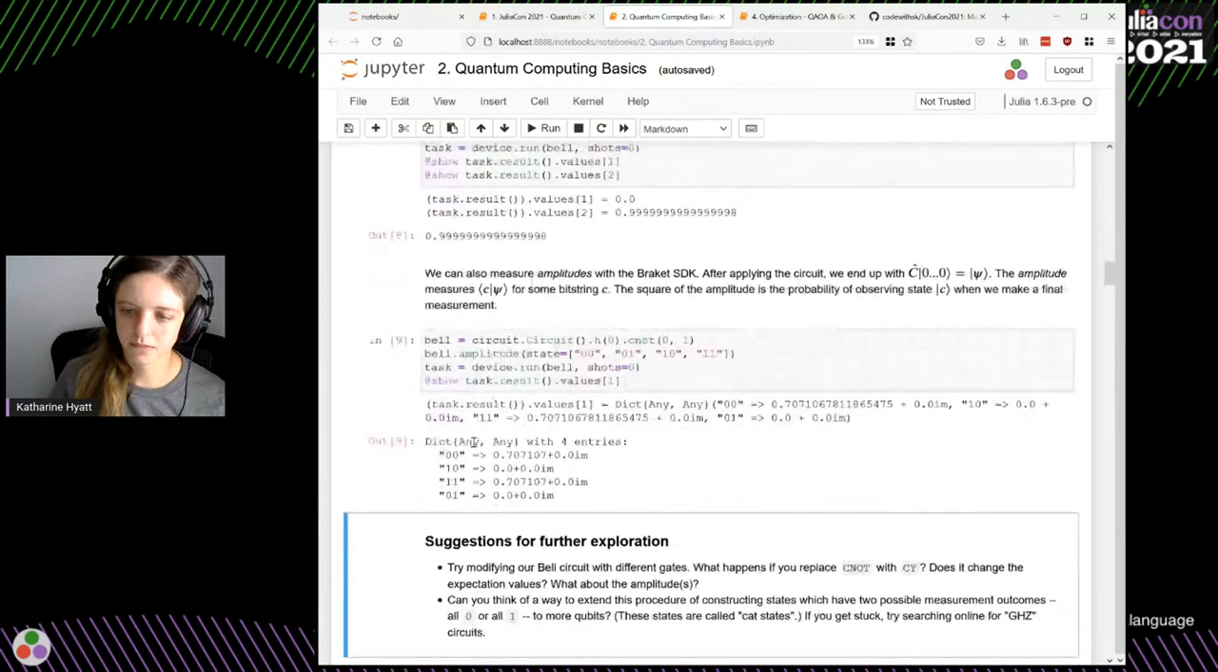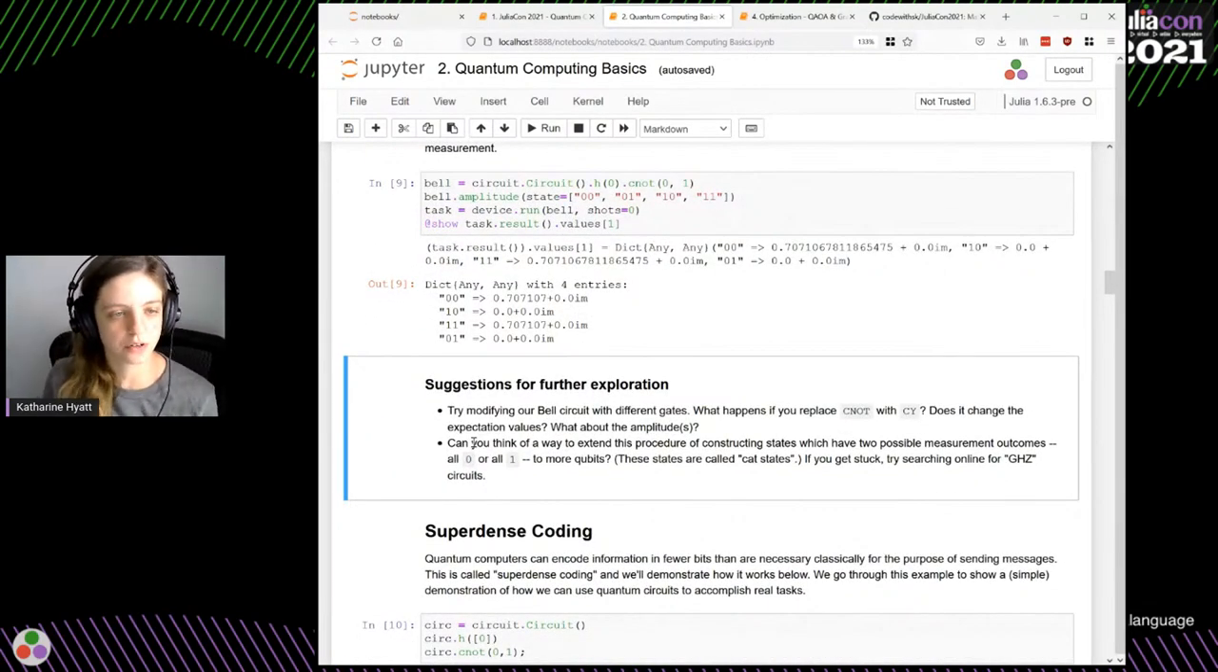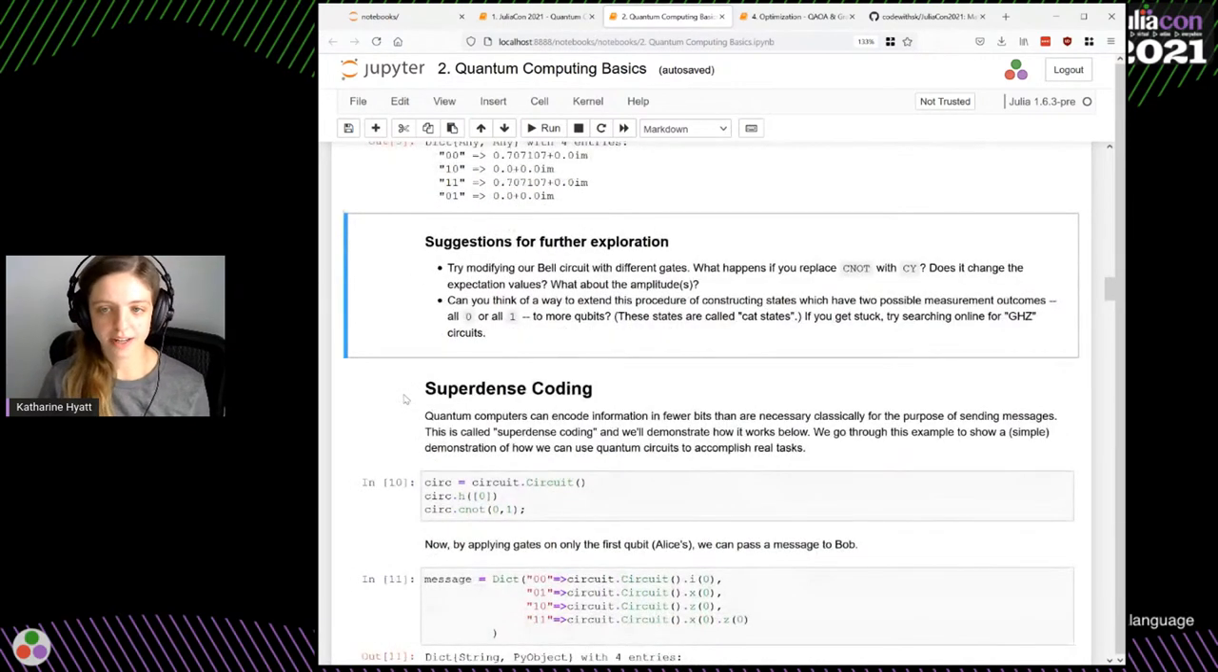Okay. And then finally, here are some suggestions for things you can explore a little bit further on your own, either after this workshop, during downtime in this workshop, if you get bored of hearing me talk, or during the hackathon. One thing you could try, for example, would be to modify our Bell circuit with different gates. If you replace C0, for example, with controlled Y, what happens? Does it change the amplitudes? Does it change the expectation values?